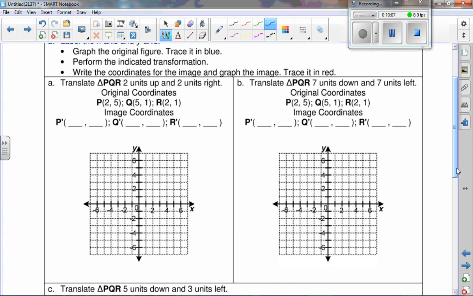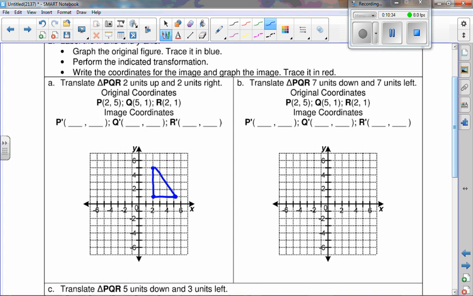We'll go over 2 and up 5 for point P. Then we'll go over 5 and up 1 for point Q. And over 2 and up 1 for point R. It looks like we have a right triangle, which is going to make it even easier. So if you notice, those points are my vertex, or my vertices. So those are the things that I'm going to move when I translate.